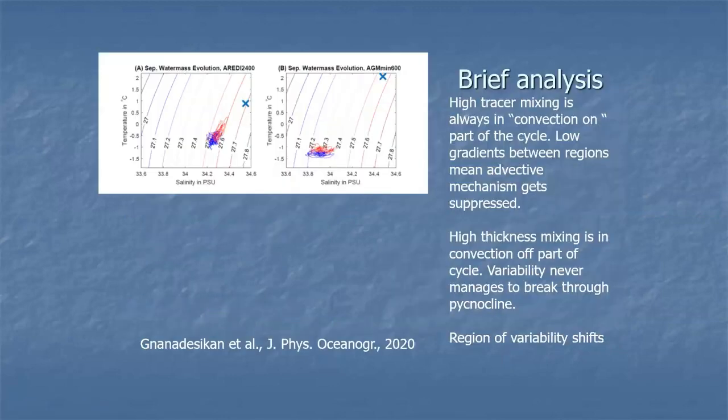And a brief analysis of why that's true, looking at the evolution of September water masses. If I make the lateral diffusion very strong, I basically pin myself in the on state, and if I make the lateral eddy advection very strong, I pin myself in the off state.